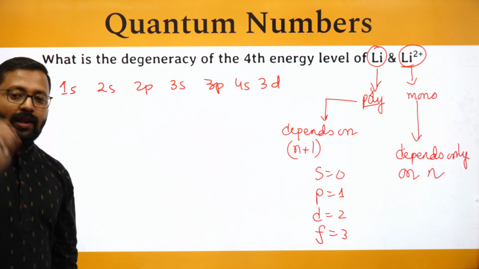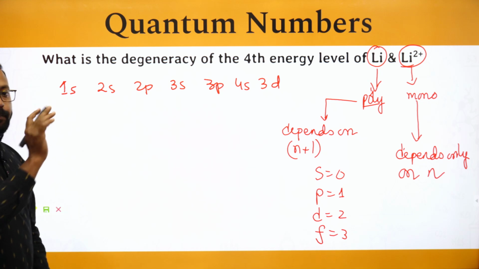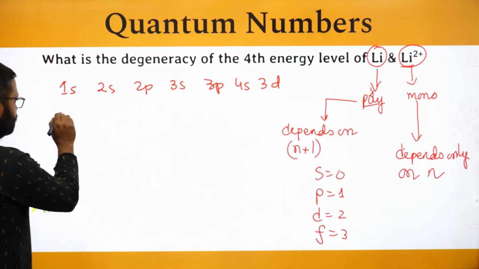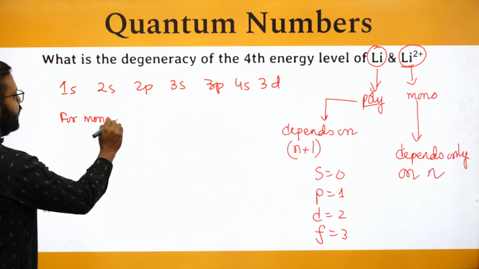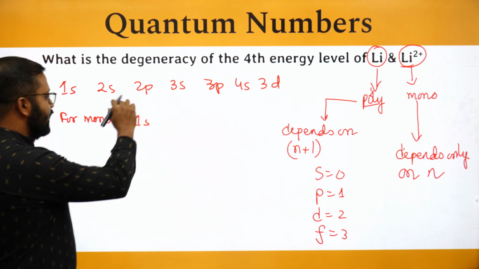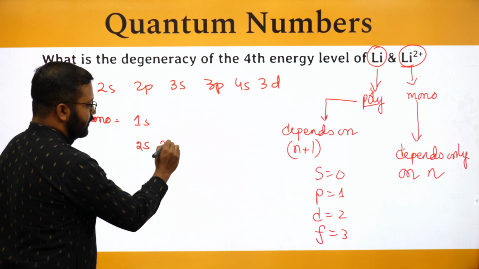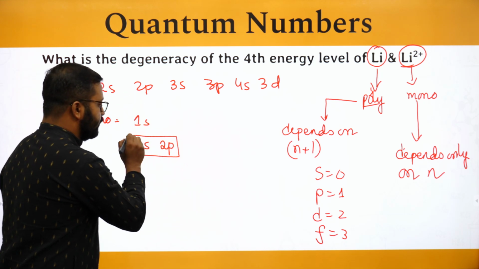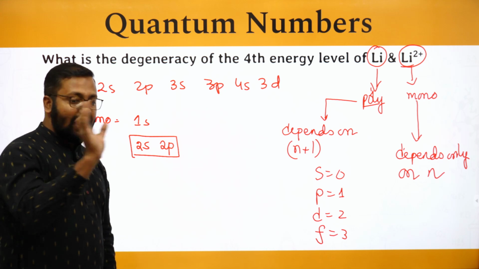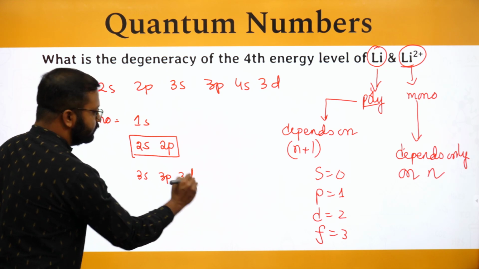Now, for a monoelectronic system, it will depend only on the principal quantum number, that means only on the numbers used as prefixes. So for mono, the first energy level will be 1s. The second energy level will be 2s and 2p, because both of them have the same value of n. The third energy level will be 3s, 3p, 3d.